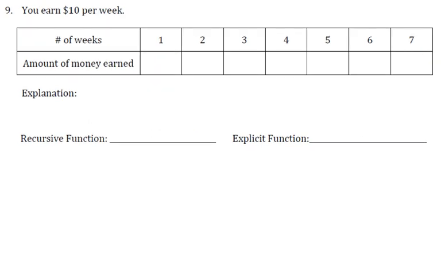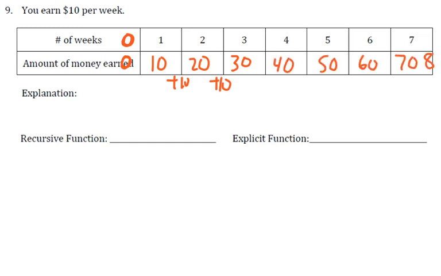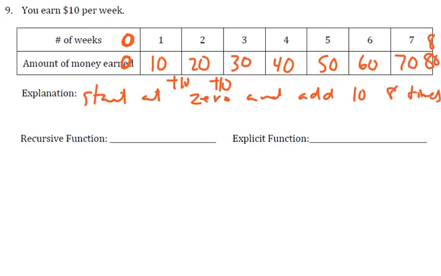Alright, number 9, you earn $10 per week. So, how much did we earn at 0 weeks? Well, nothing. So the first week we earned 10, then 20, then 30. So we're just adding $10 each week, right? Then 40, 50, 60, 70, and 80. So, we start at 0 and add 10 8 times to get to that 8th cell.